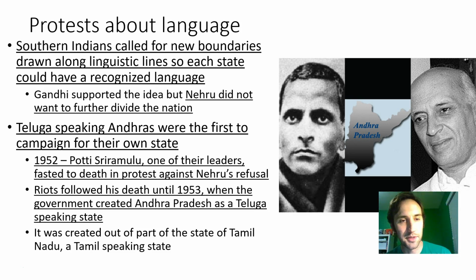He wants just a united nation overall. And so the Telugu-speaking Andhras were the first to campaign for their own state. In 1952, Potti Sriramulu, one of their leaders, fasted to death in protest against Nehru's refusal for their own state. After he died, there were some nasty riots, until 1953, when the government decides to create a new state, Andhra Pradesh, as a Telugu-speaking state.